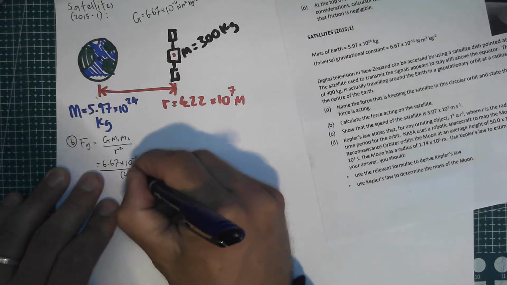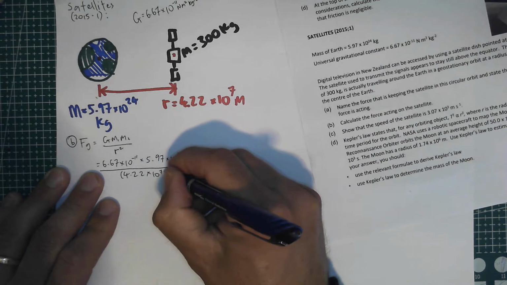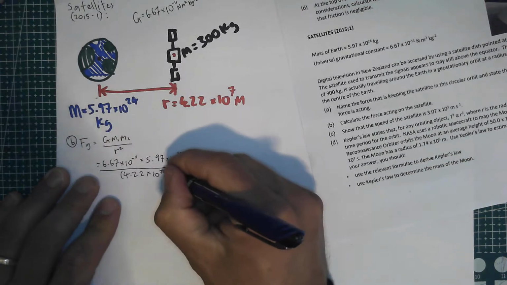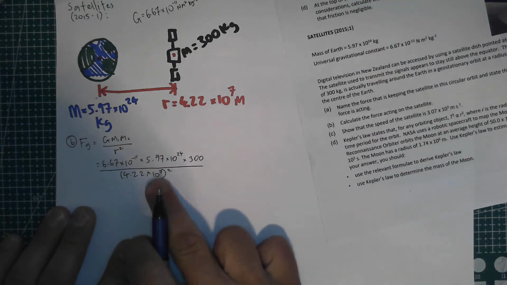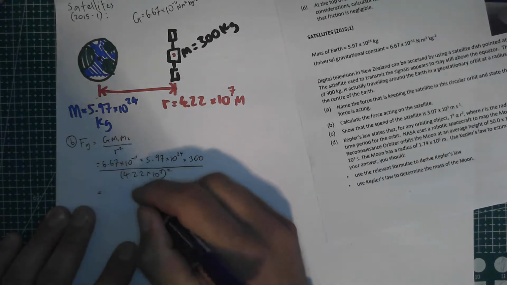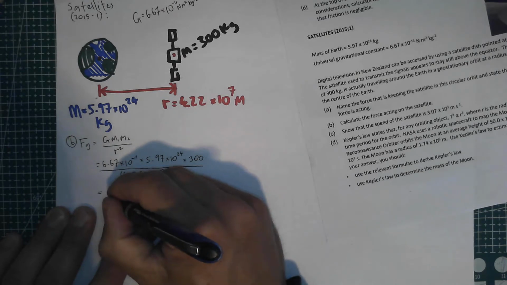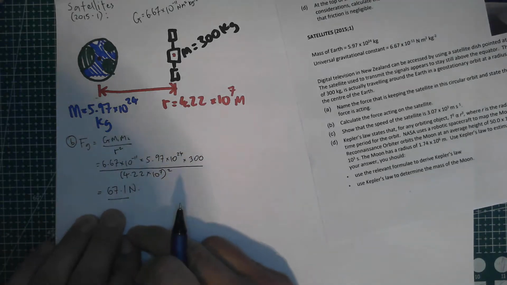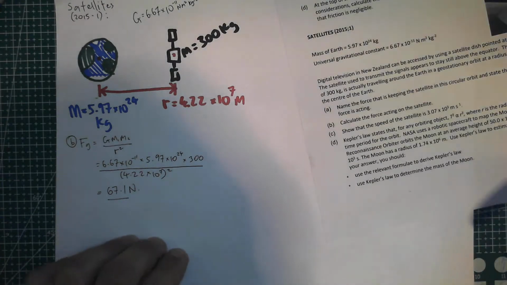This time we don't have to work out the radius from the surface of the Earth and add to it. The radius of the Earth. Something I will often forget is this little squared down here. I forget to square this bottom term. So then we plug all the numbers into here and we get 67.1 newtons, which isn't a huge force, but that's all the force that is required here.